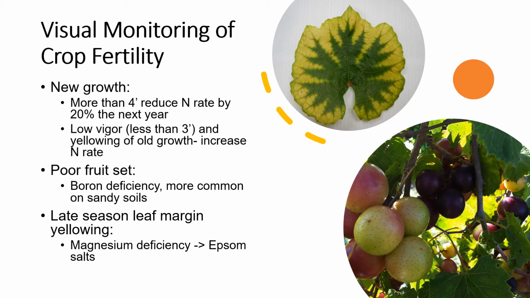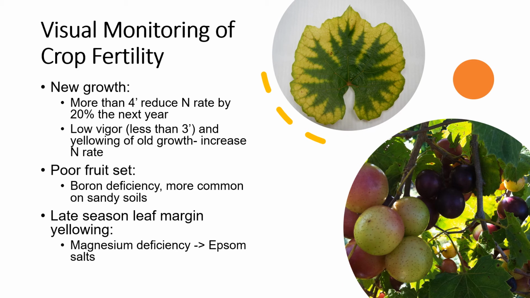But let's first talk about actually going out and using what we're seeing as a way to monitor or modify our fertility rate. So one of the first things that we can do is look at the amount of new growth that we're getting in the season. Generally, we're looking for new canes to be produced that are about 3 feet in length. If we're seeing really excessive growth where we're getting more than 4 feet of growth, that's probably going to be an indication that we are applying too much nitrogen and that we need to reduce that rate by maybe somewhere around 20% in the next year, so that we're not getting excessively long canes that are in the way if we're going through and mechanically harvesting or just normal hand harvesting practices.